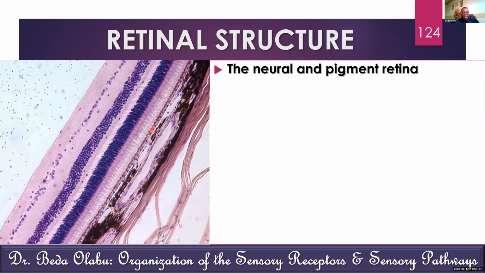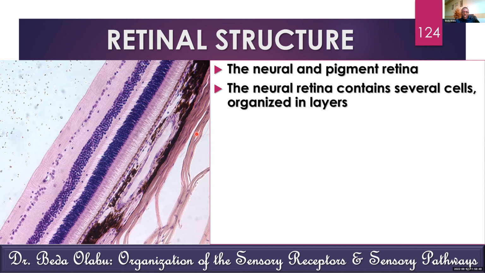Then this thin pigmented layer there is the layer of pigment epithelium. We call it the pigmented retina. Then the rest of the pigmented zone with large spaces is the choroid. And external to that, we have the sclera here, dense regular connective tissue. Okay, let me start with the pigment retina first.